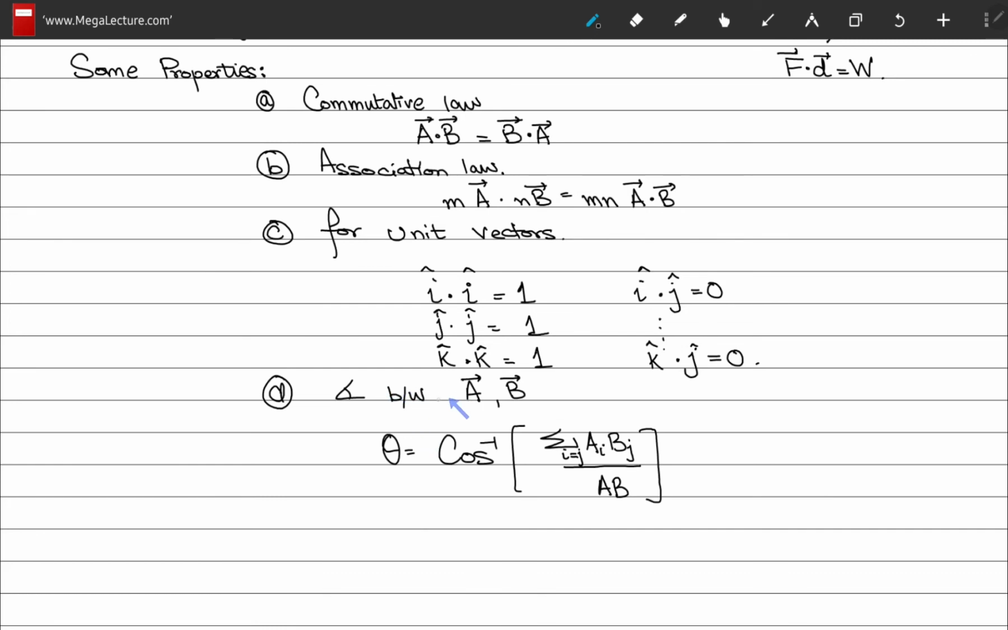And finally, we have the angle between the two vectors a and b, which are related by the scalar product. It is given by the cos inverse of these components. So I have a_i and b_j multiplied, and then you see this weird symbol, it is known as the summation, and so you would have a_x b_x plus a_y b_y plus a_z b_z divided by ab.